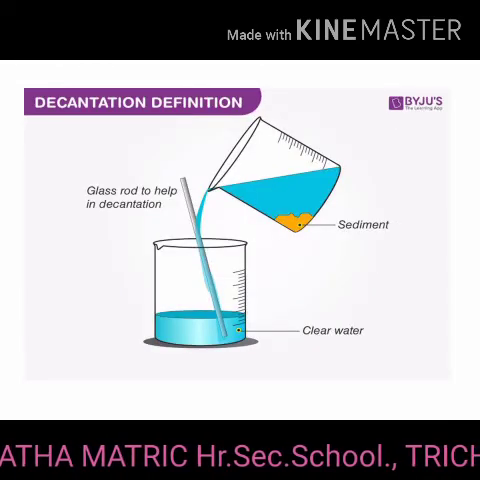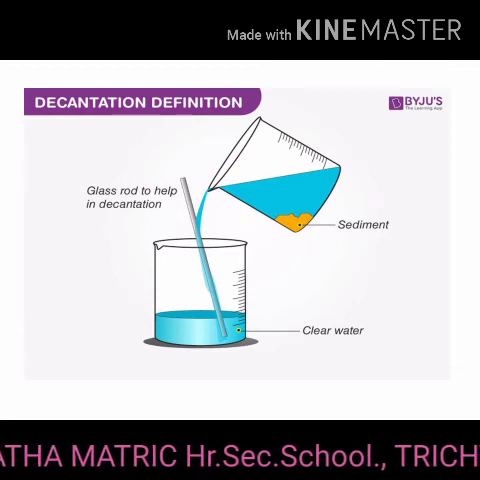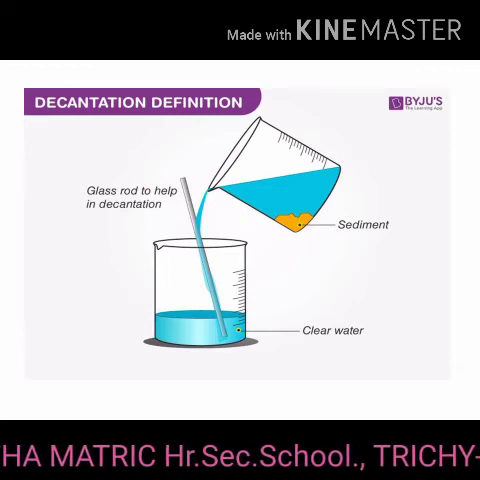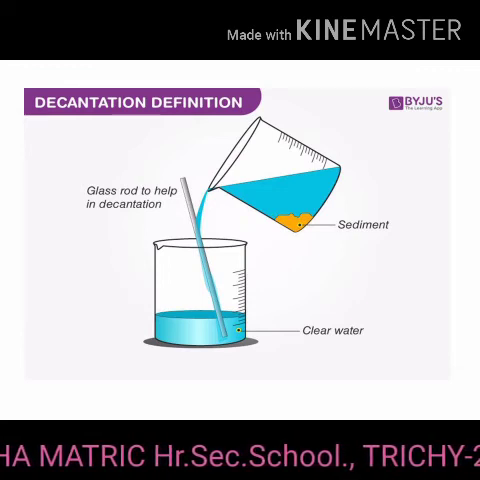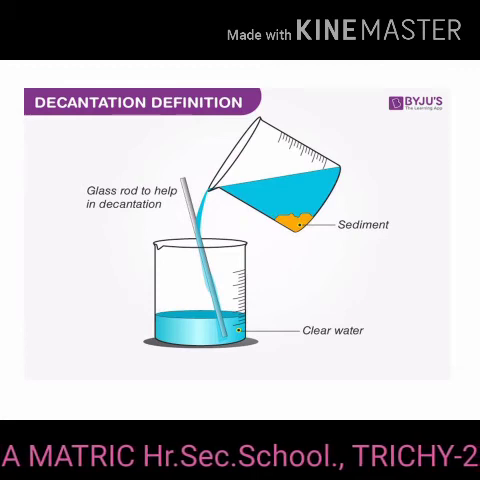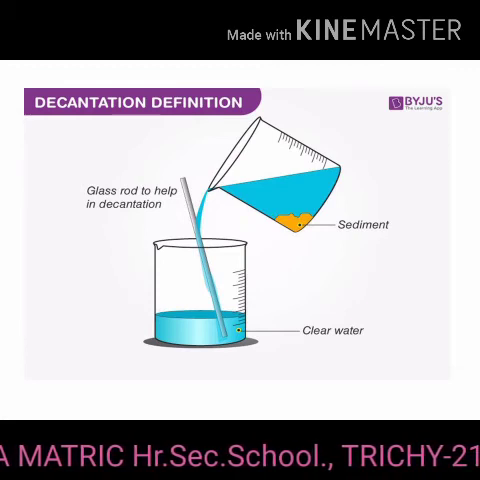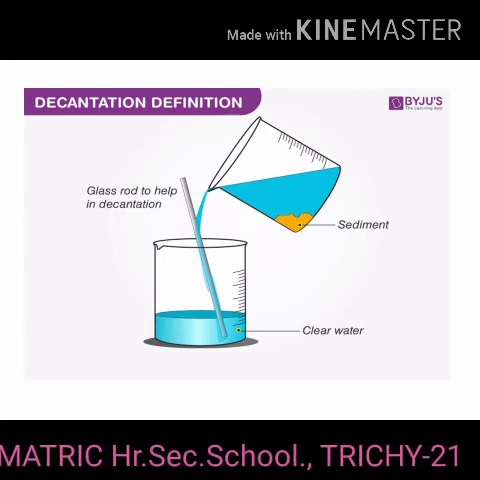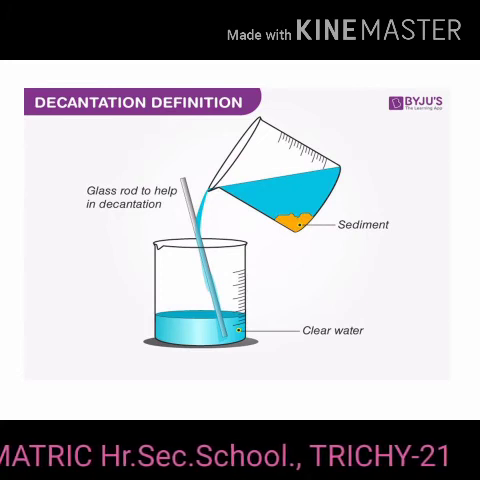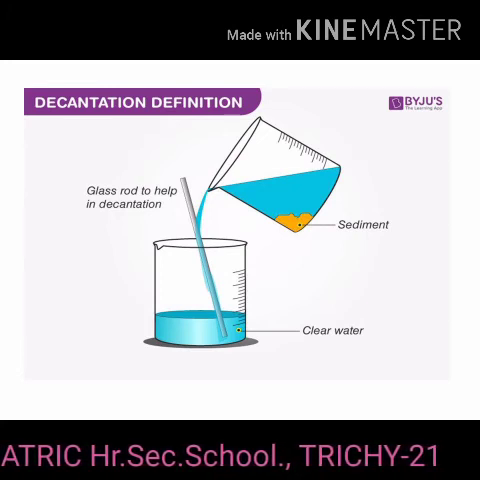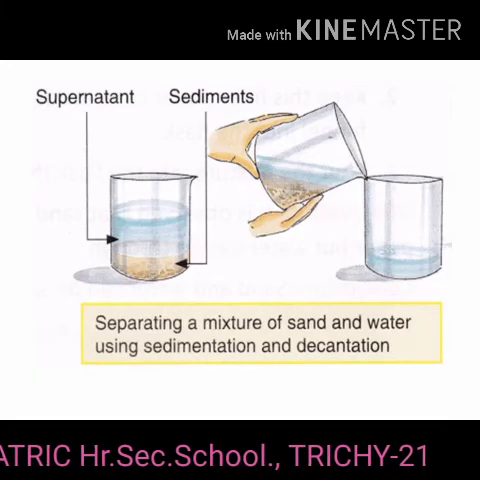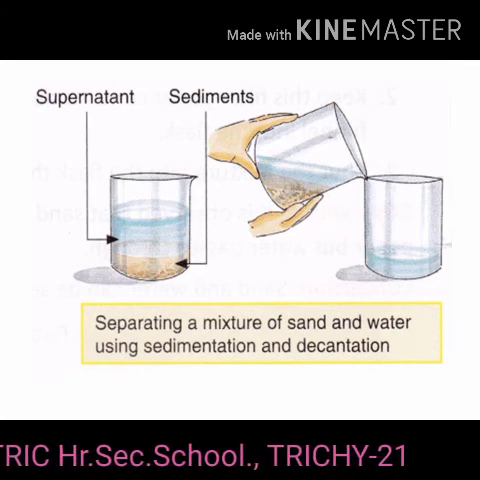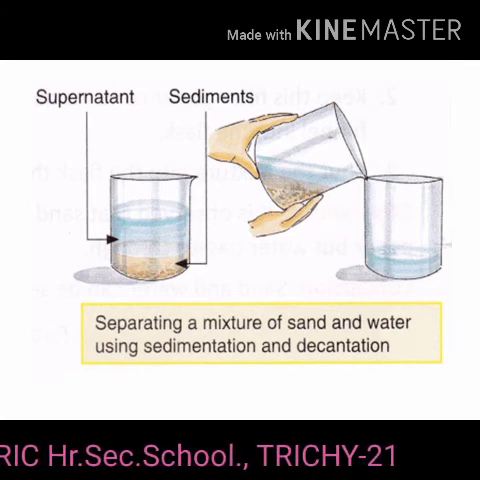Decantation. This process is done after sedimentation. The supernatant liquid is slowly poured out from the container without disturbing the sediments. The part that settles to the bottom of the liquid is called sediment. The water that is obtained from decantation is called the decantate. The process of separating the liquid above the sediment is called decantation.